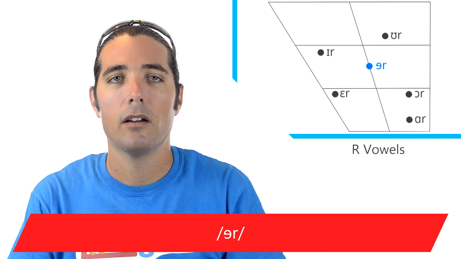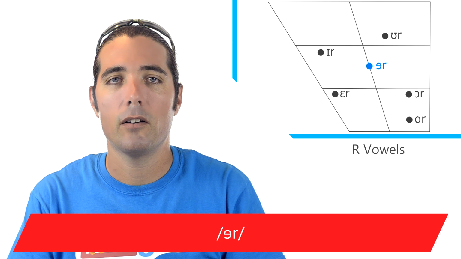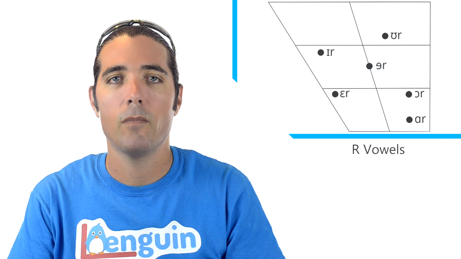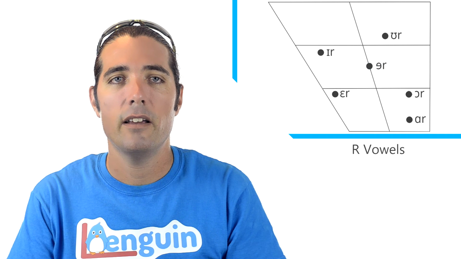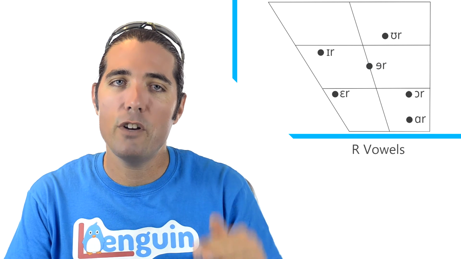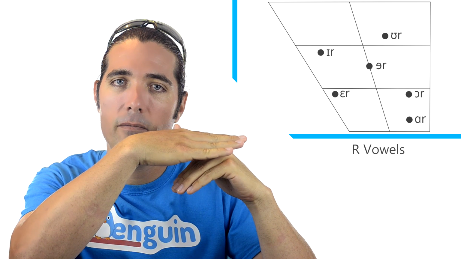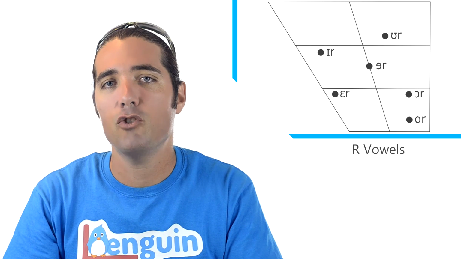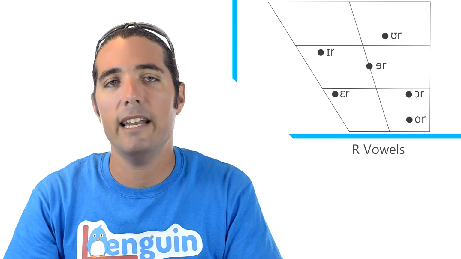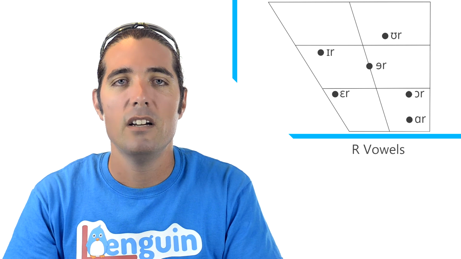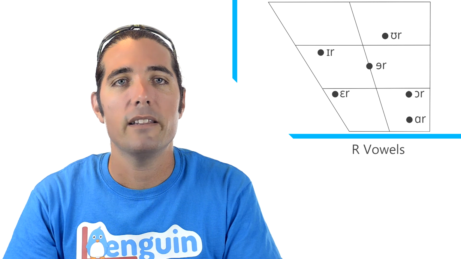Er, er, er. To get the R sound, make sure the middle of your tongue is up, touching the top of your mouth. If you're having trouble, think of the sound an angry dog makes. Rrr. So, let's repeat that.